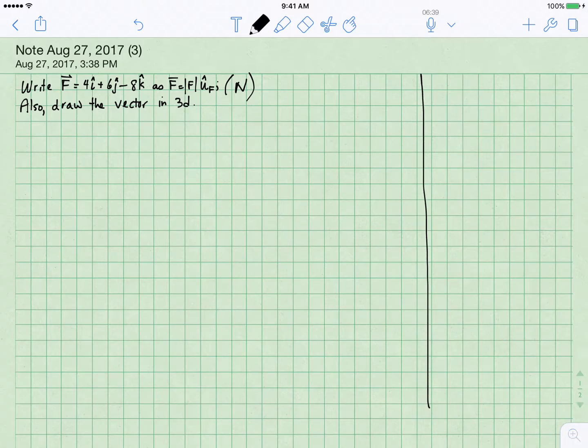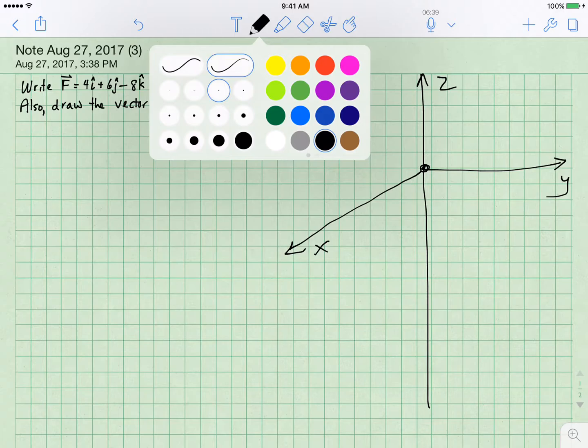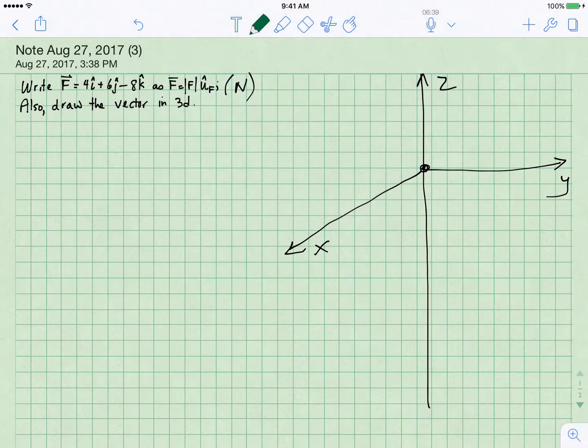If this is my positive x-axis, and this is my positive y-axis, and up is my positive z-axis because it has to be a right-handed system, and this is my origin, then I can pretty quickly draw this force vector by tracing my path along by going 4. Why 4? Because that's what it says right there in the problem statement. I want to go 4 in the i, so 1, 2, 3, 4. Here I am over there at 4i.